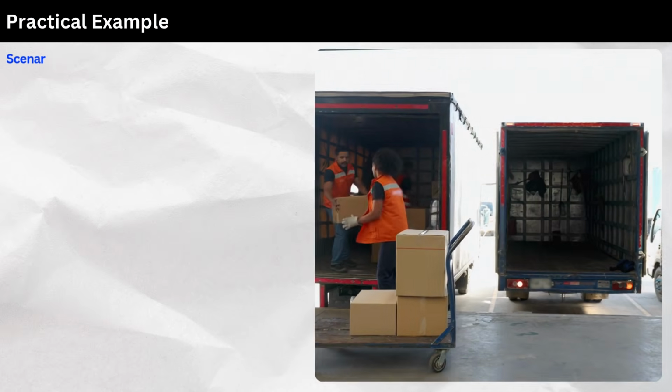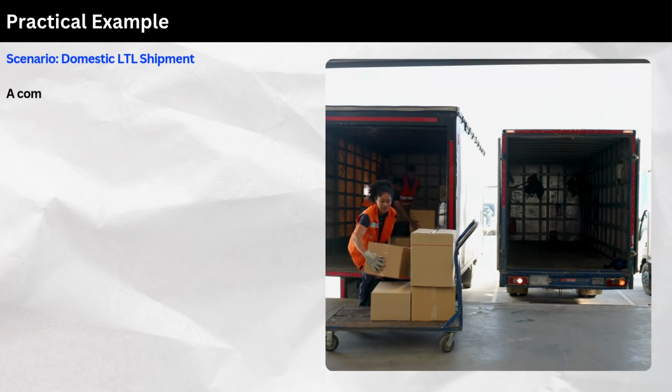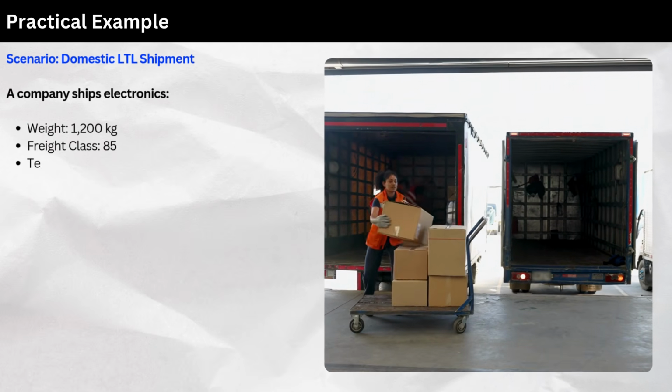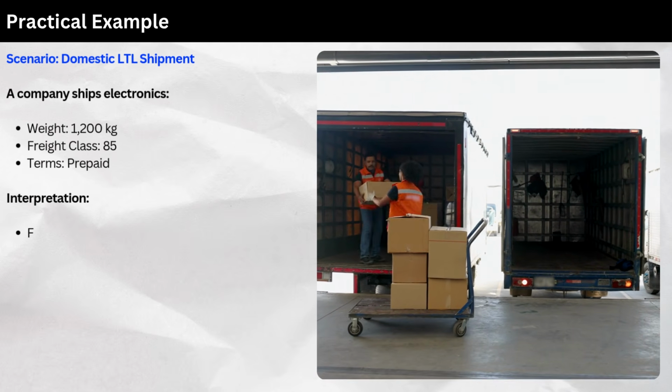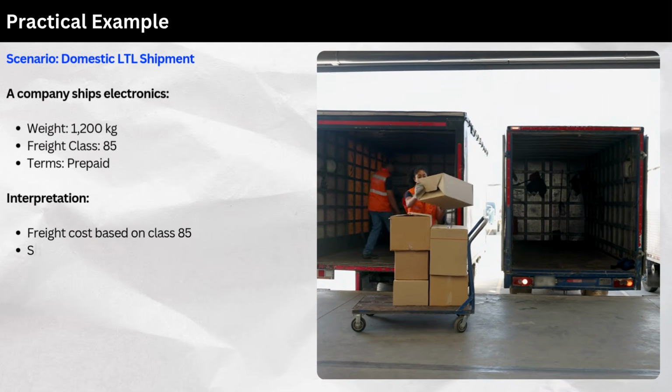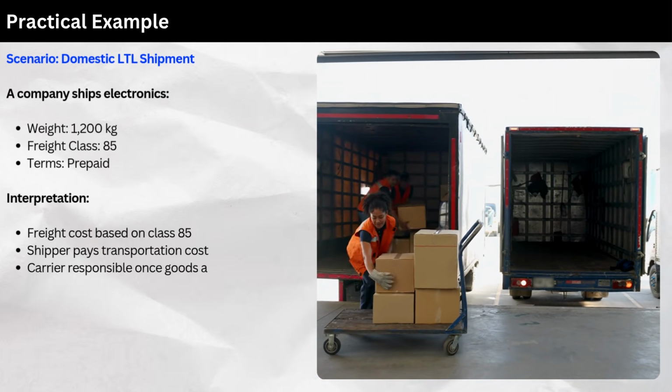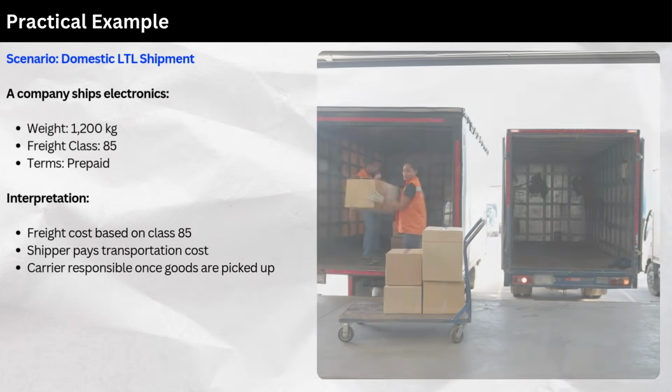Practical example scenario, domestic LTL shipment. A company ships electronics. Weight, 1,200 kilograms. Freight class, 85. Terms, prepaid. Interpretation. Freight cost based on class 85. Shipper pays transportation cost. Carrier responsible once goods are picked up.